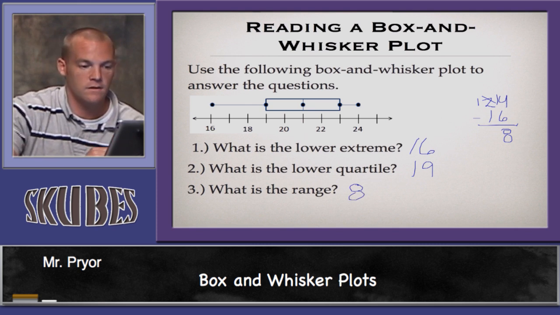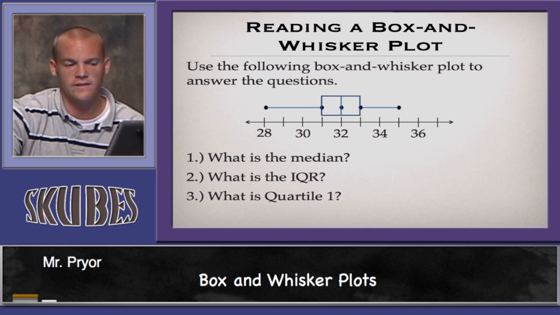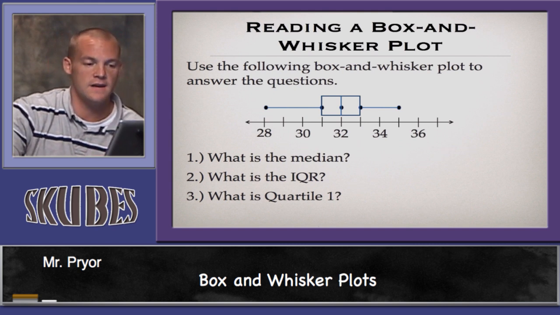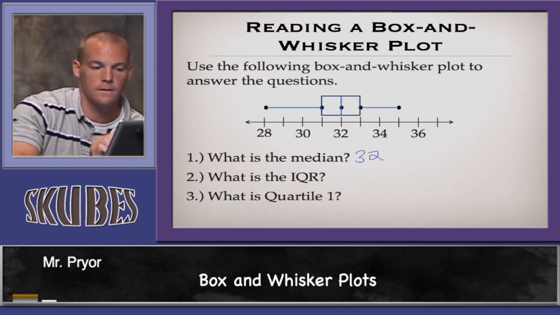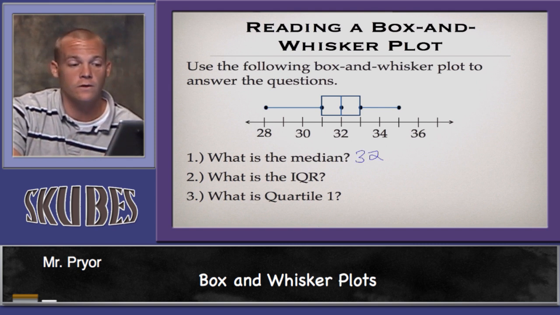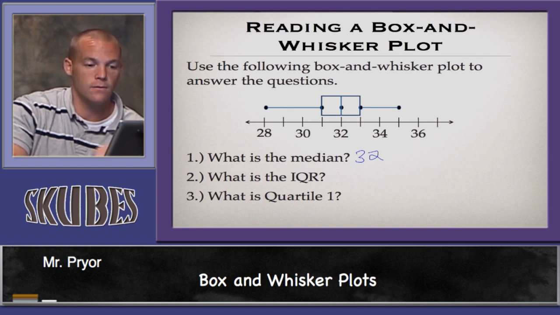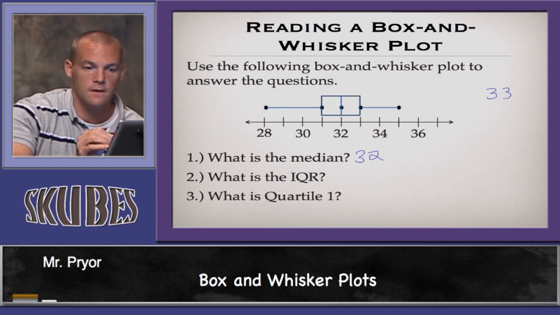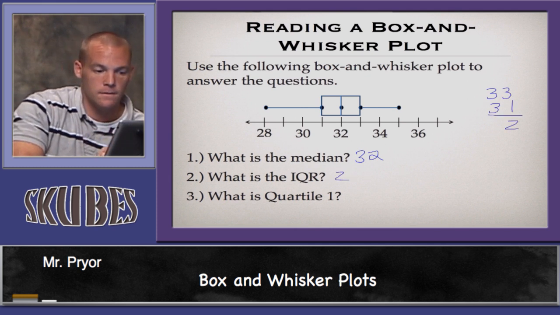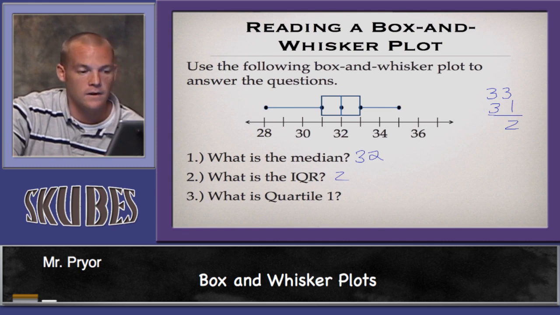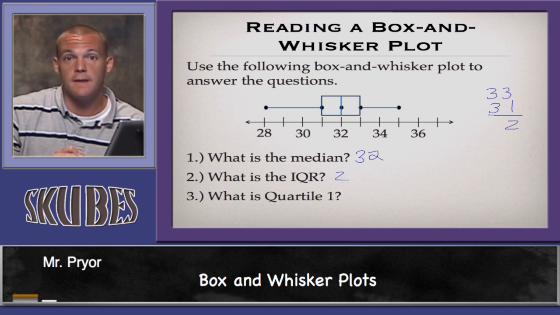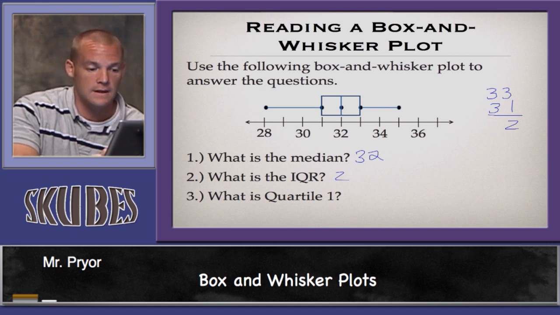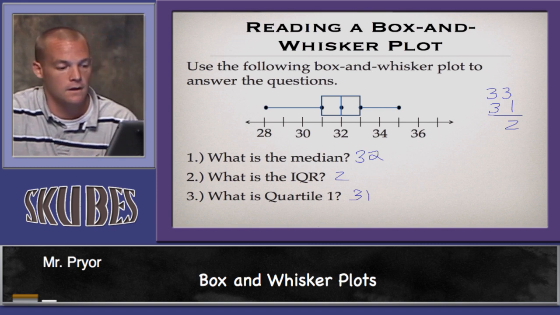And one more. Let's see what we got here. In this case, they're just going through some of the similar questions. What is the median? Again, look for that line within the box. The median here is right on 32. What is the IQR, or interquartile range? Well, here we have 33 as our upper quartile minus 31. So the difference there is going to be simply 2. And finally, what is quartile 1? Again, quartile 1 is also known as the lower quartile. That is the left side of the box, the point at the left of the box, and that's going to be 31. All right.